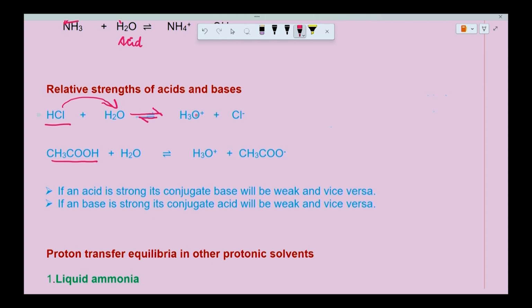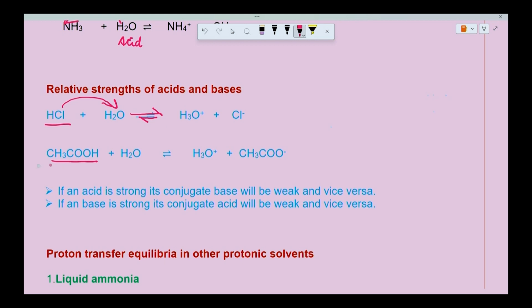That is, water protonating the chloride ion to give back HCl will be very slow, while the forward reaction is to a greater extent. So, you can say that in this case HCl has more tendency to donate a proton than the chloride ion accepting a proton and coming back as HCl. So, here the greater tendency of HCl determines that it is a stronger acid.